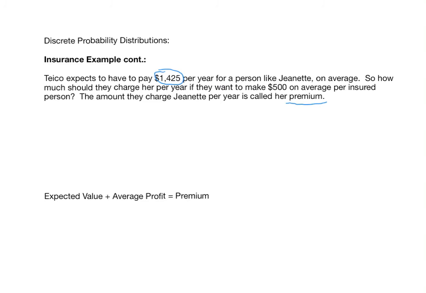Well, if they're going to lose $1,425 on average, and they want to make $500, then they need to charge her for that $1,425 that they're anticipating they're going to have to pay out. And they also need to charge her $500 for them to make a profit, giving them a total of $1,925. This is Jeanette's premium. So to have the car insurance, Jeanette pays $1,925 per year. And in general, this premium is the expected value plus the average profit of what they want to make per person.